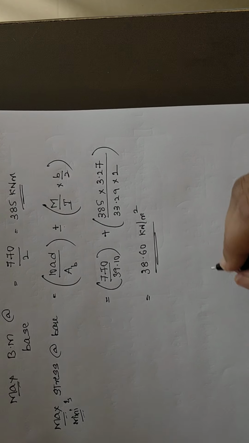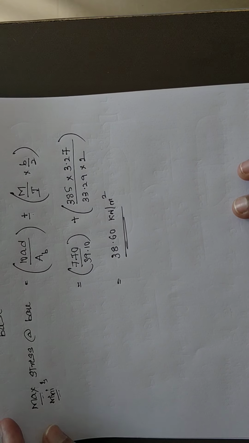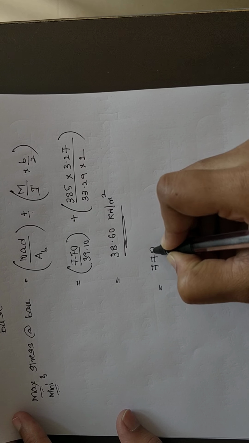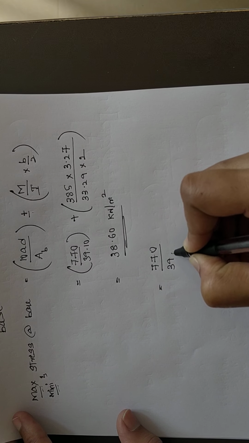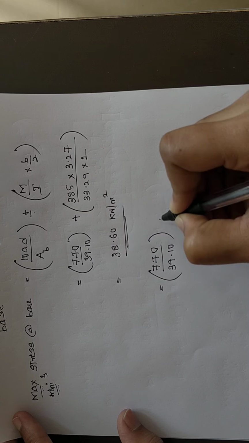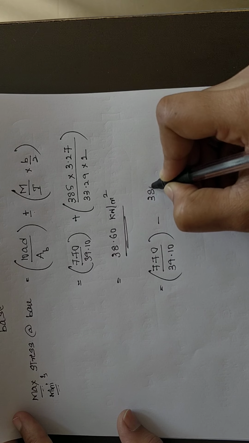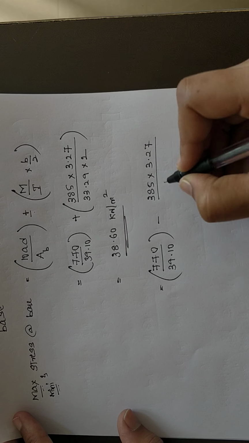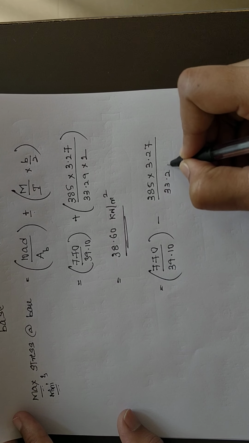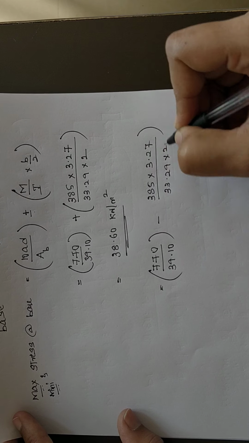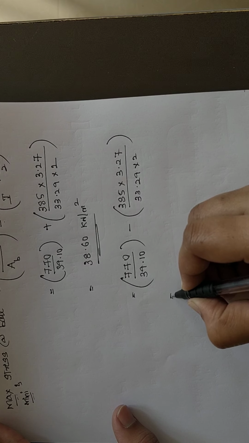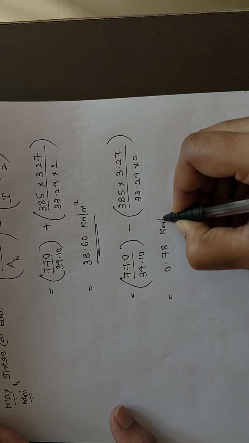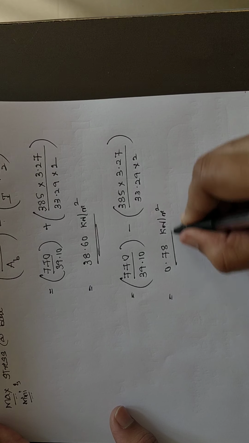Similarly, calculate the minimum stress at the base, that is 770 divided by 39.10 minus 385 into 3.27 divided by 33.29 multiplied by 2. The minimum stress value is 0.78 kilonewton per meter square.